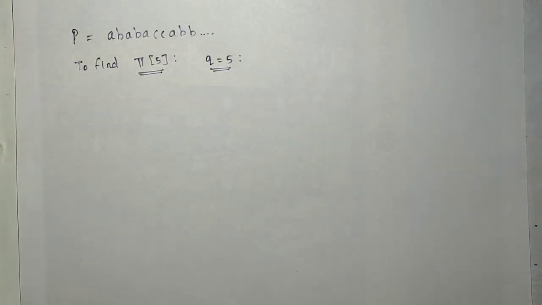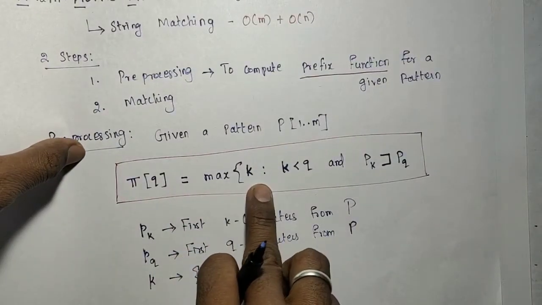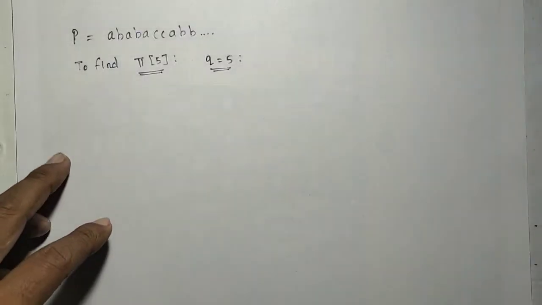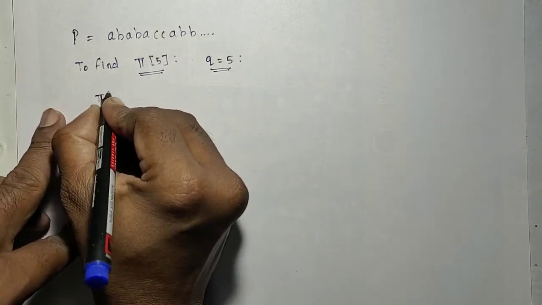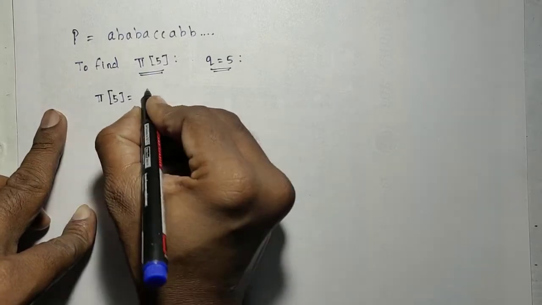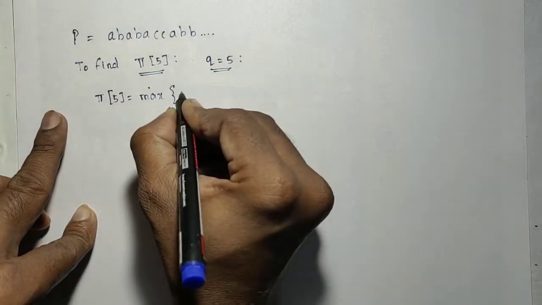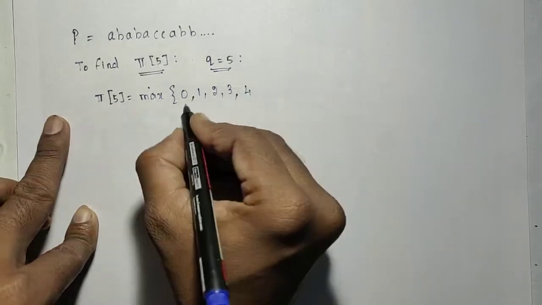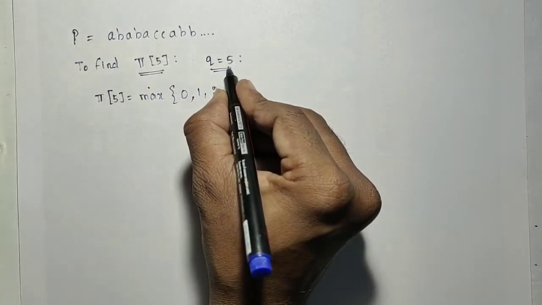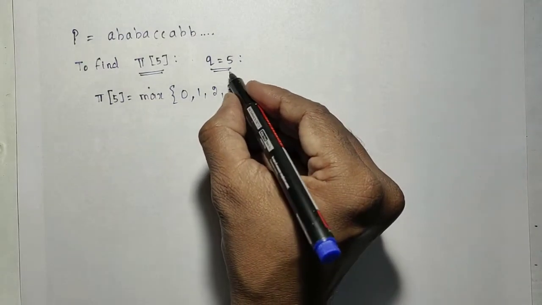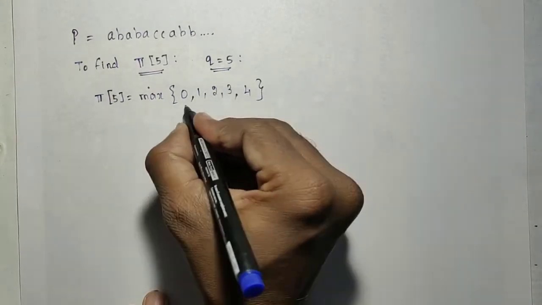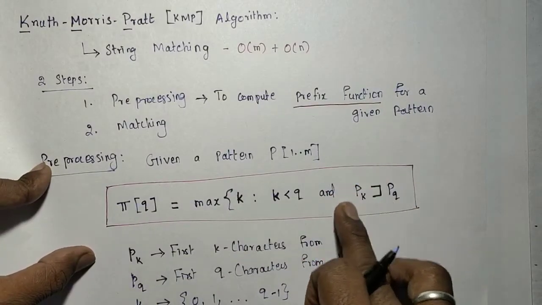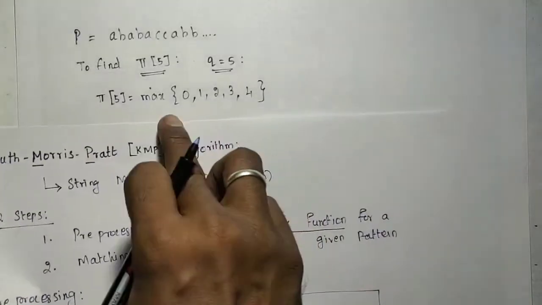As per our formula, pi of q equals the max of k, where k is 0 to q minus 1, and which satisfies the condition. So pi of 5 is the max of k starting from 0, 1, 2, 3 up to 4, because up to q minus 1, since k is less than q, for which this condition is satisfied. Among these, which is the maximum k?